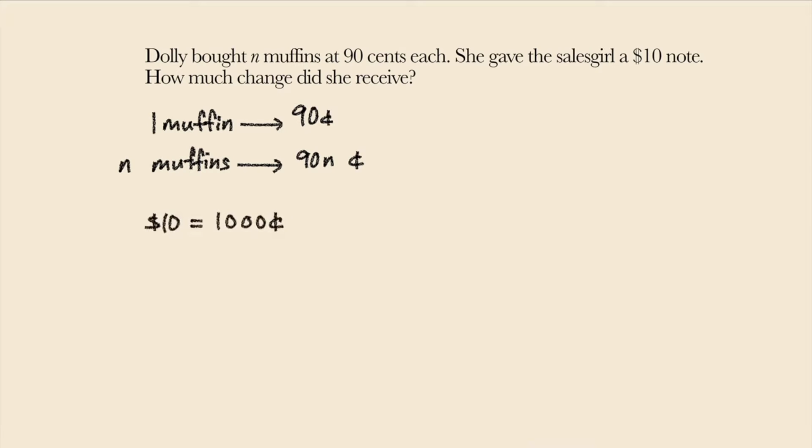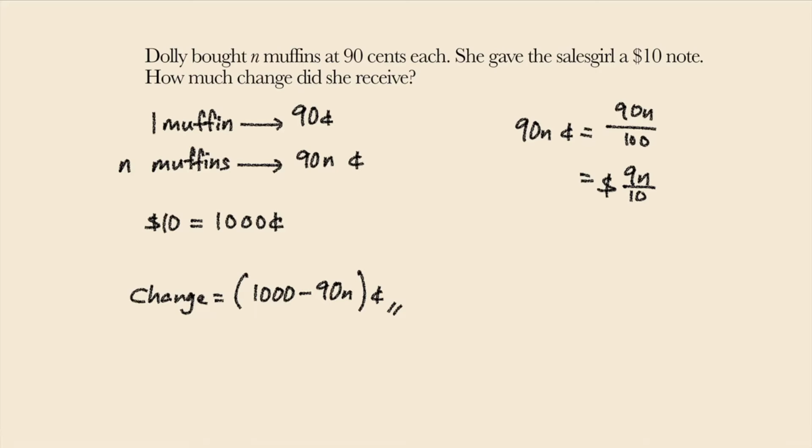So how much change did she receive? I would convert $10 to cents, so multiply that by 100. So that's 1,000 cents. And subtract the cost of the muffins, that would be my answer, parentheses around it, and put cents at the back. You can do it another way though, just use dollars. So now you have to convert cents to dollars. Because 90N cents is the total cost of the muffins, let's divide by 100. That will get us $9N over 10. So to get the change, that would be $10 minus this number of dollars. And this is my answer in dollars.